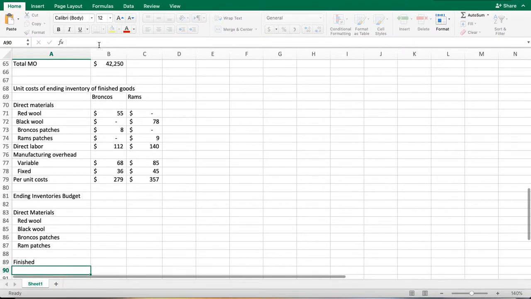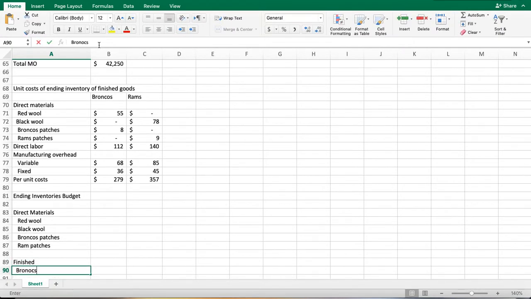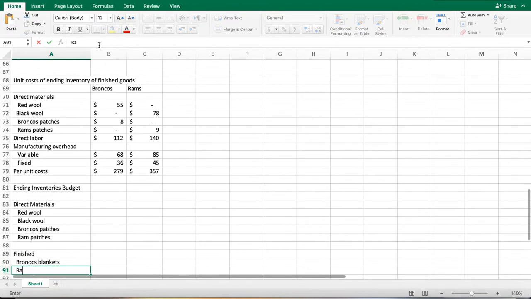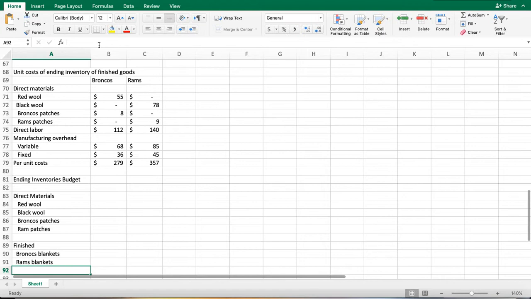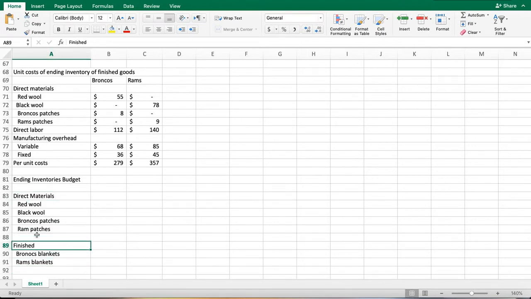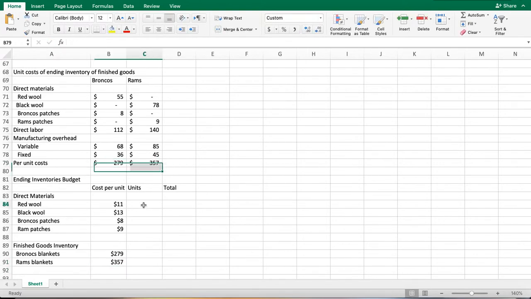And then we have finished goods. And in our finished goods, we have some Broncos blankets. And we have some Rams blankets. Okay, so we've got direct materials inventory and we've got finished goods inventory. Go ahead and put that on there. Those are both inventory accounts that are listed on our balance sheet. We also have work in process, but I think for this particular problem, there's not any. We have a cost per unit, we have the units, and then we have a total. So the cost per unit for red wool is 11. This is given to you in the problem. The cost per unit, $279 and $357, which is what we calculated right here, up here.